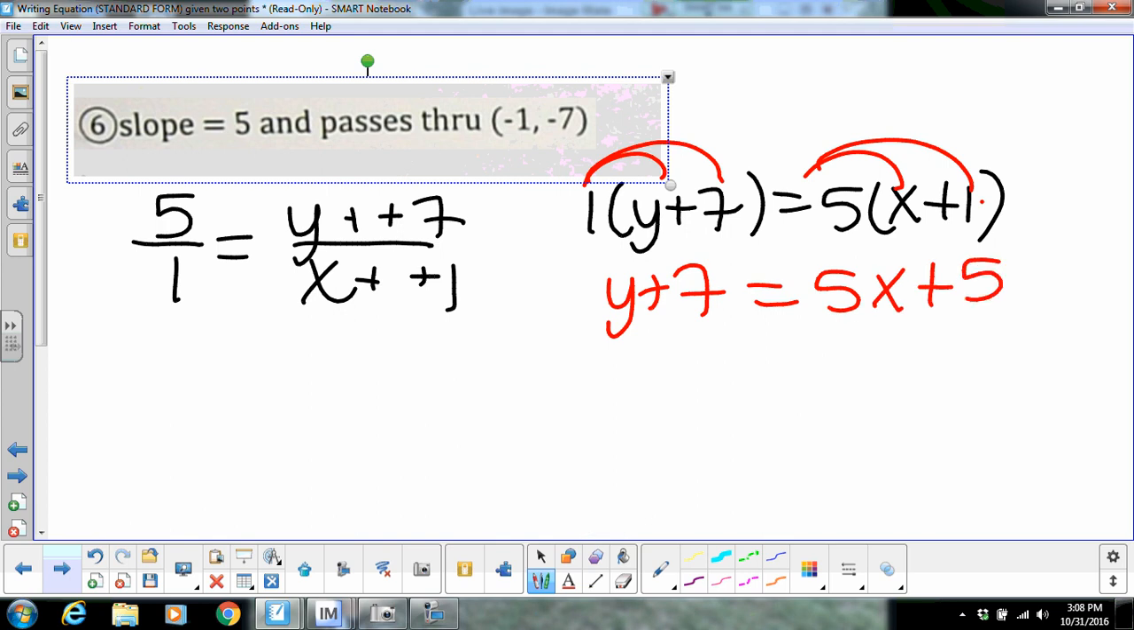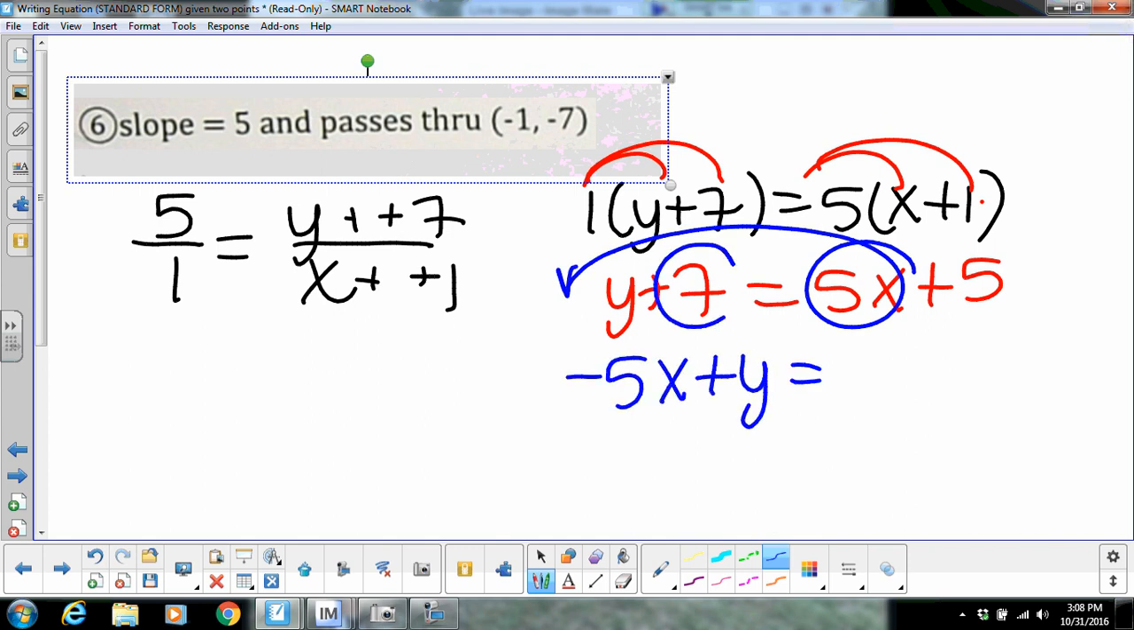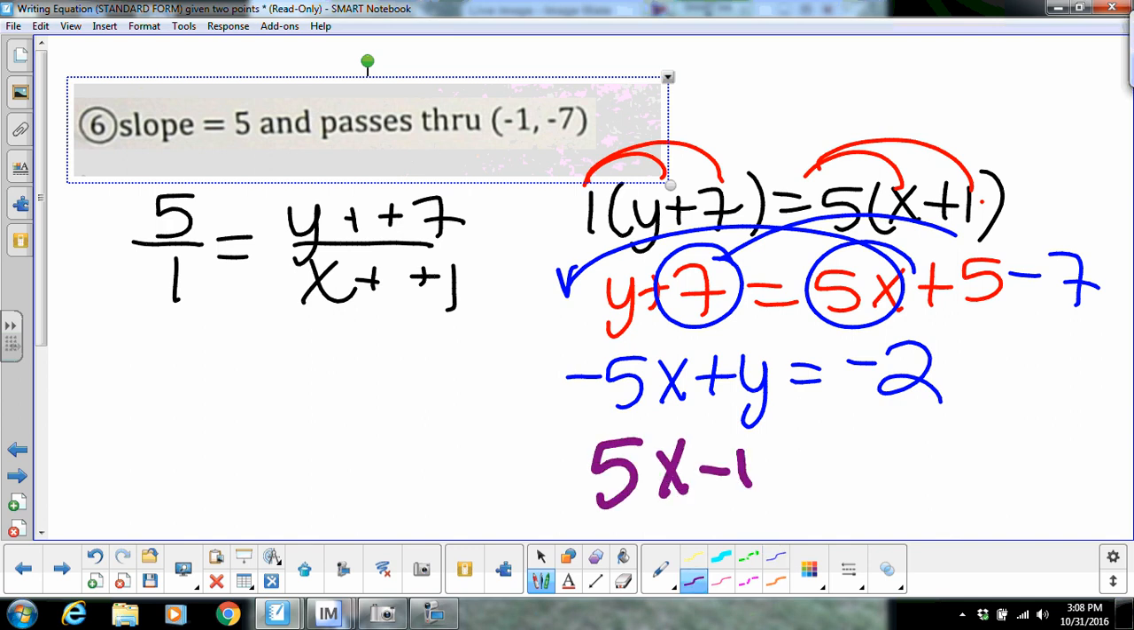All right, and again, we want x and y together on the left, so I'm going to move my 5x over. I'm going to move my 7 over. And the last thing that we have to deal with here is that we have that negative on x, so we're going to change the sign of everything.